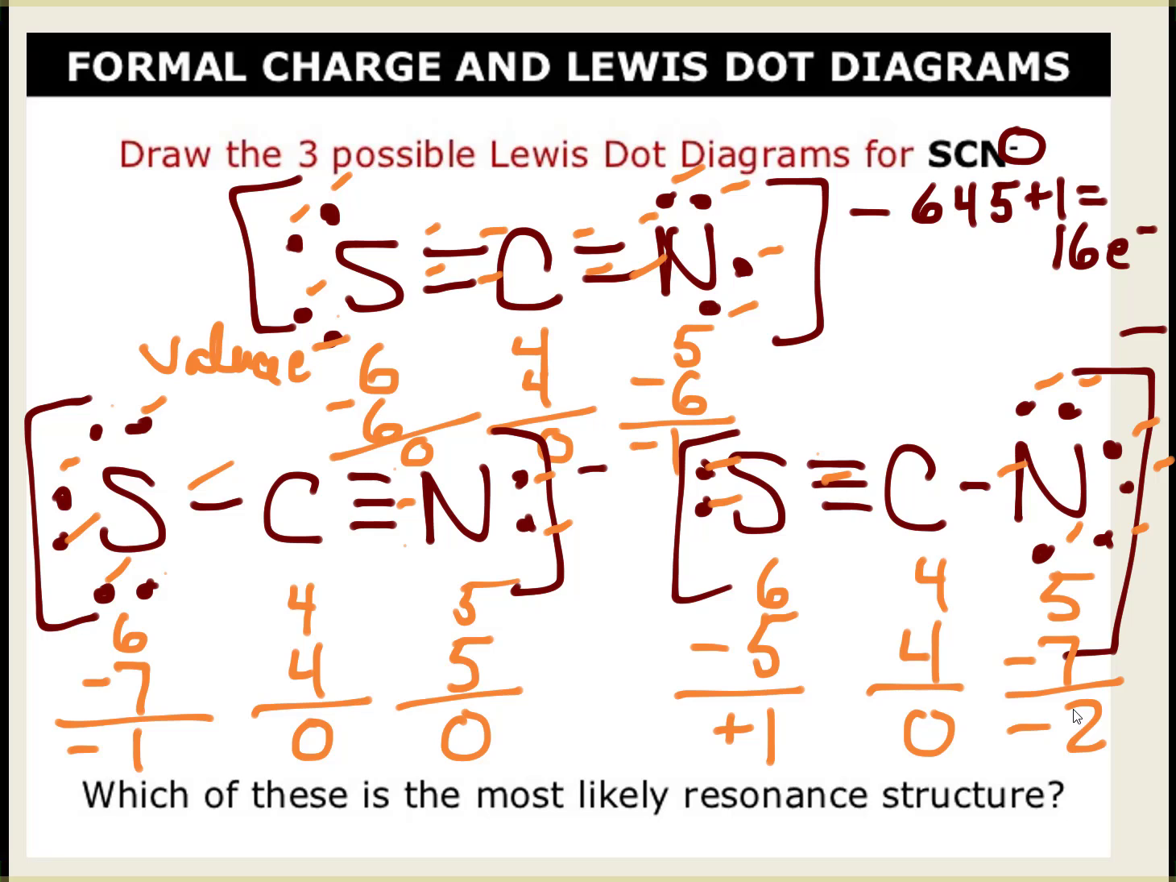So let's evaluate each of these structures based on the formal charge. Right away I can see one that it's not going to be, and it's not going to be this last one. Do you see how they're farther away from 0 than the other ones? I have a +1 and I have a -2. So I know for sure that it's not going to be this last one, so I can eliminate that.